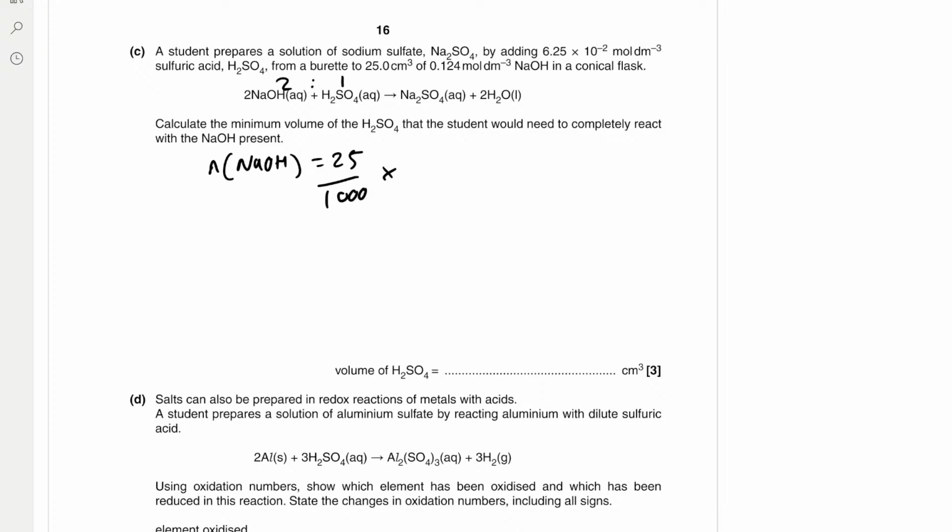So we need to calculate our moles of NaOH, which is our concentration times our volume. (25/1000) times by 0.124 mole per dm cubed, which is 3.1 times 10 to the minus 3 moles. Always put units, make it easier for yourself. And then we need to find the moles of H2SO4, which is the moles of NaOH divided by 2. So that's divided by 2, which is 1.55 times 10 to the minus 3 moles.